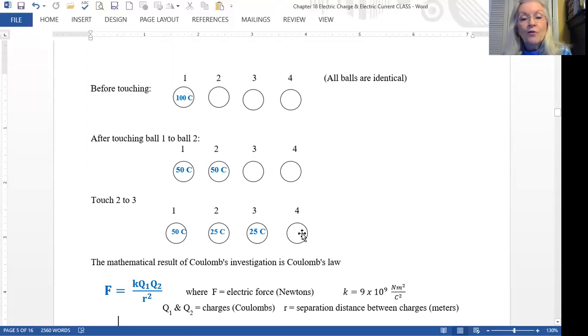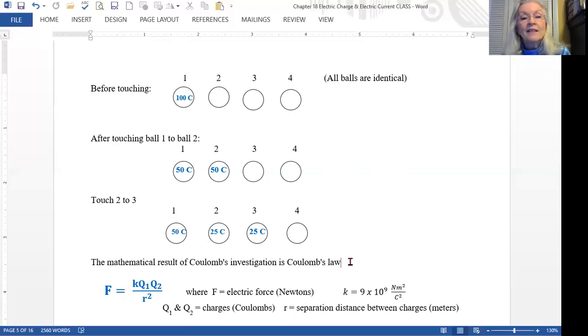If we touched ball 4 to ball 3, there'd be 12.5 coulombs on each of them. If we touch ball 4 instead to ball 1, ball 1 would now have 25, ball 4 would have 25. So you have the ability to split and split and split depending on how many times you touch the charged object with an uncharged object. And there'll be some example problems in the study guide that you'll want to pay attention to.